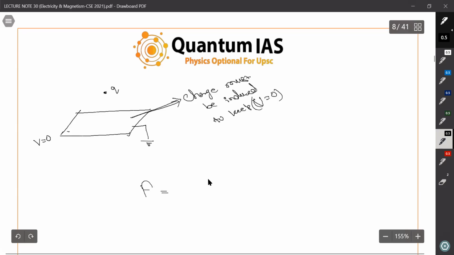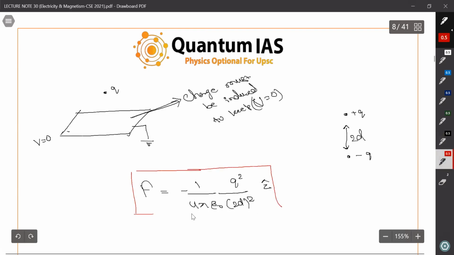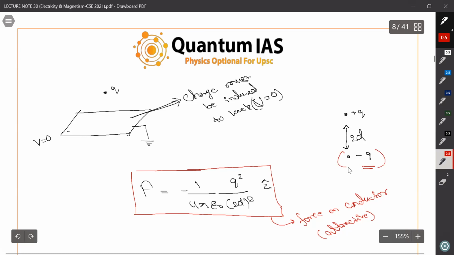Yes. Force will also be what we have. Plus Q is here, minus Q is here. Attractive force will be there, right? And the distance between them is 2D. So minus 1 upon 4 pi epsilon naught, Q square upon 2D whole square, z cap. So this is the force on the conductor. What is the nature? Attractive. So whatever force is experienced by this charge is equal to the force experienced by the conductor.